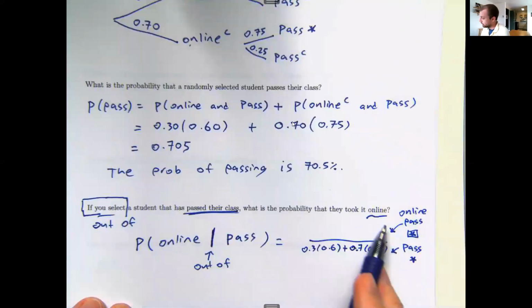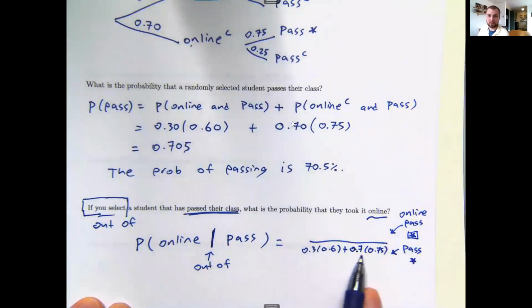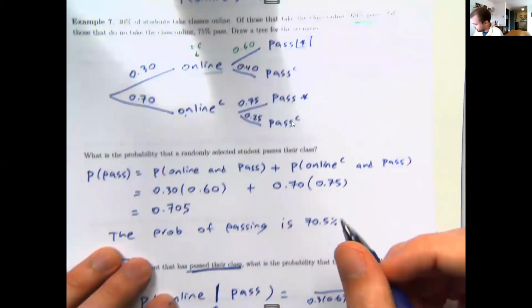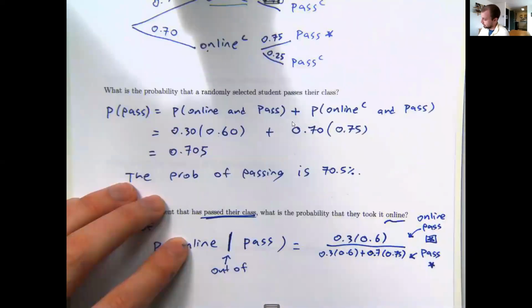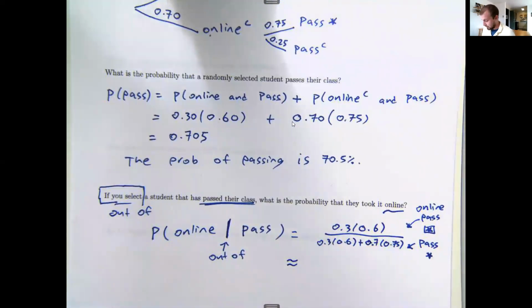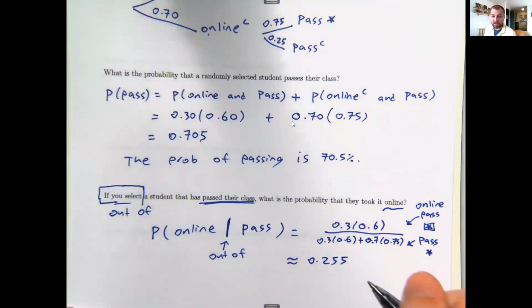When I'm trying to find the numerator, I'm only allowed to choose one of these two options. I want online and pass. That's up here. That's 30 times the 60. It's the 0.3 times the 0.6. I'm going to type this in and let's see what we get. And you might want to use parentheses on the bottom of that fraction. I get 25.5%.